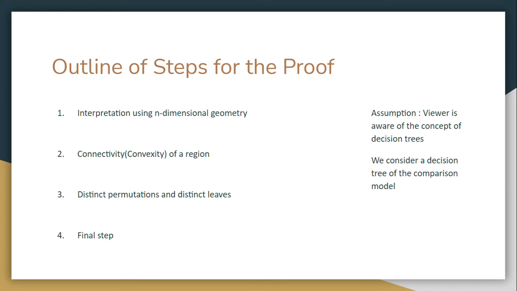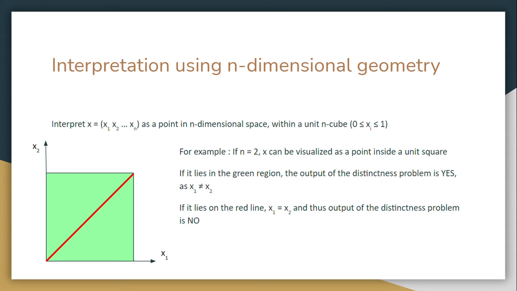The first one is interpretation using n-dimensional geometry. Then we'll look at connectivity or convexity of a region. Then the third part is distinct permutations and distinct leaves, and then we'll perform the final step, which brings everything together. Okay, so let's move on to the first part, interpretation using n-dimensional geometry.